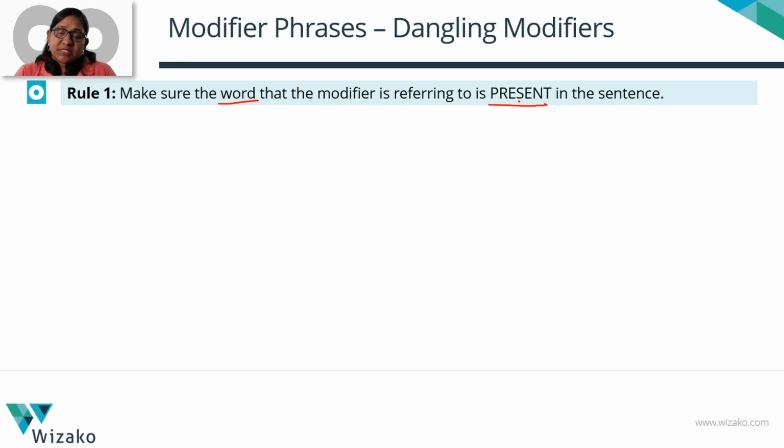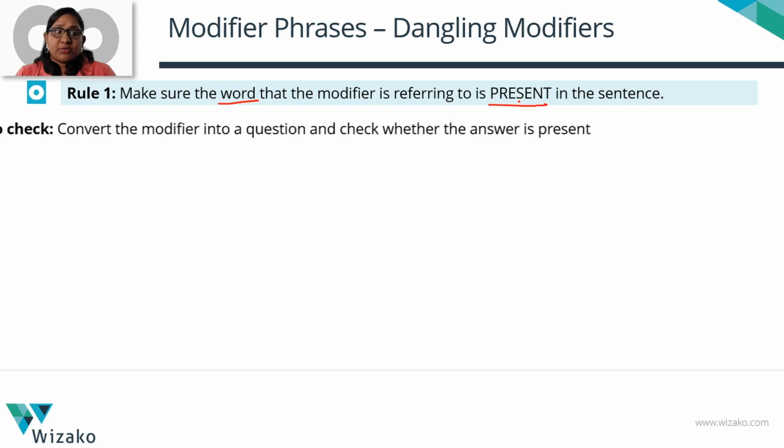So this is a common mistake that we make when we speak, and therefore we do not realize that the mistake is there in a particular sentence. We leave things unsaid, but that's incorrect. The word that the modifier is referring to should be explicitly stated in the sentence.